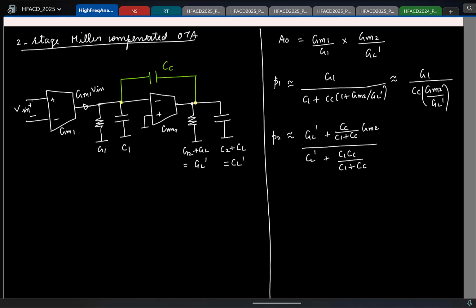Now let's again, here in the numerator I have GM2, I have GL prime. So which of these two terms do you think will dominate in practice? GL term or GM2 term? GM2 term, because GM2 by GL you want it to be much greater than 1. GM2 will be much greater than GL. So for practical purposes you can approximate it this way.